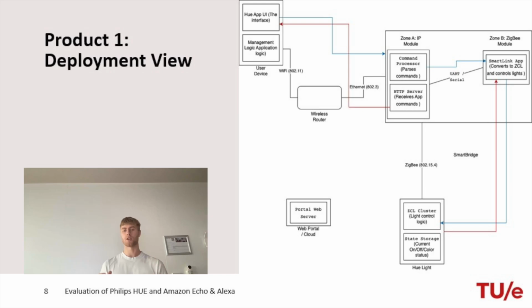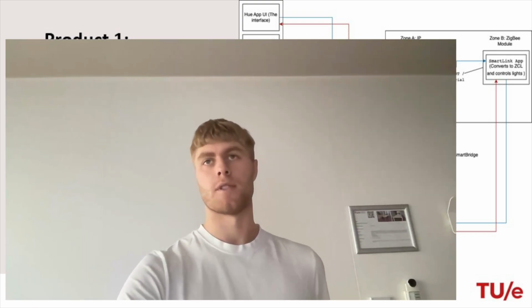It is mapping software to hardware, and the bridge is divided into two zones, communicating via serial. Zone A is the IP zone, which runs the HTTP server and command processor. And zone B, Zigbee, runs the SmartLink app. Following the blue line, commands go from the processor over serial to the SmartLink, and finally go to the light's ZCL cluster. The red lines show the status data returning from the light. To understand the timing of these messages, let's look into the sequence diagram.